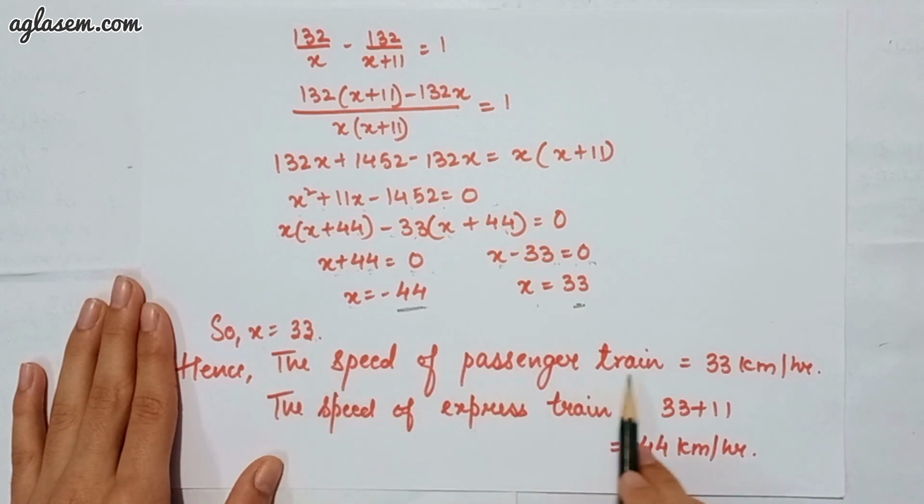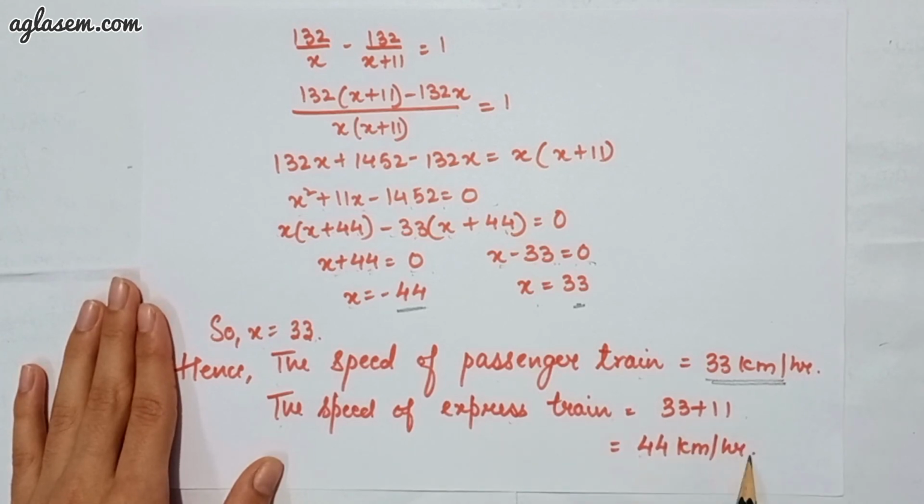So the speed of the passenger train is 33 km per hour and the speed of the express train is 33 plus 11, that is equal to 44 km per hour.